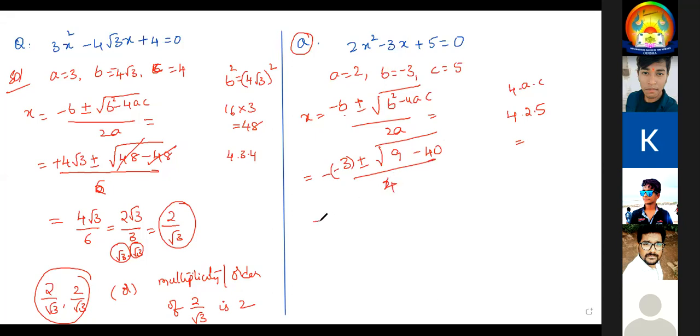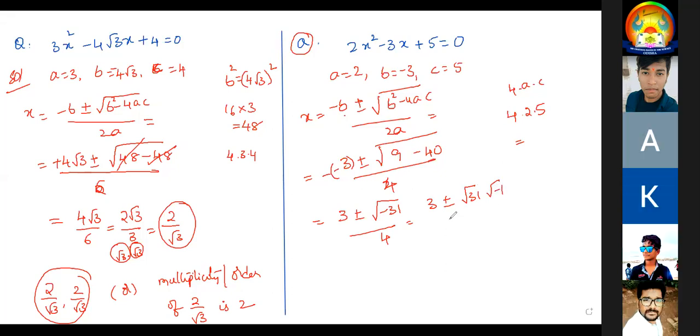It is clear. That is 3 plus or minus root over 9 minus 40, that is minus 31, by 4. So this can be written as root 31 into root minus 1, by 4. That is 3 plus or minus root 31 i by 4.